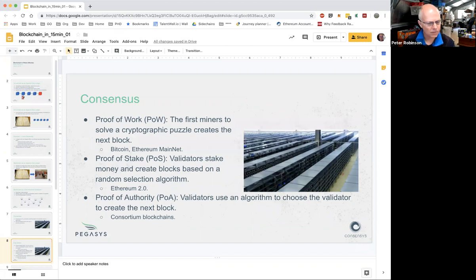And again, that type of consensus does not need a factory worth of computers. It just works on a single computer for each node. And so they're useful for consortium blockchains or private blockchains between a set of companies.